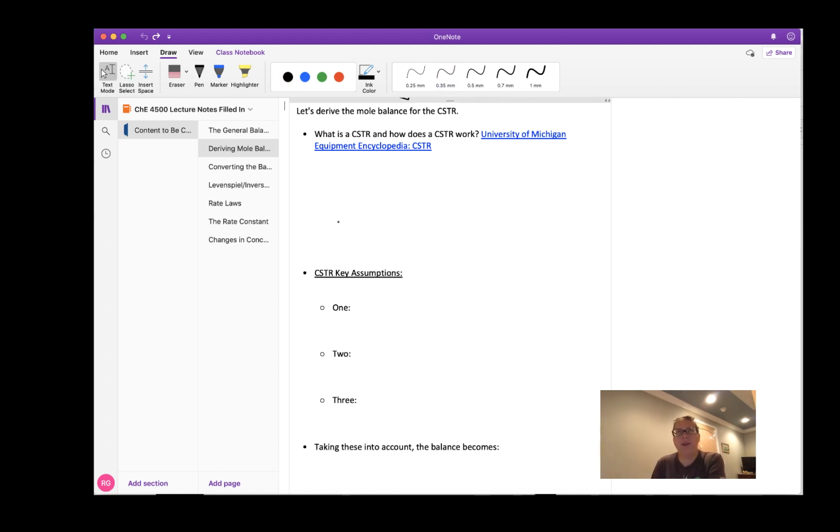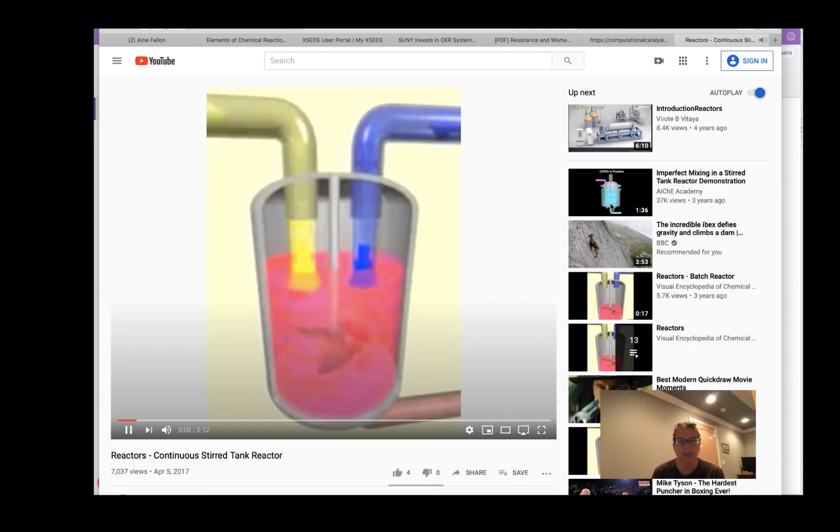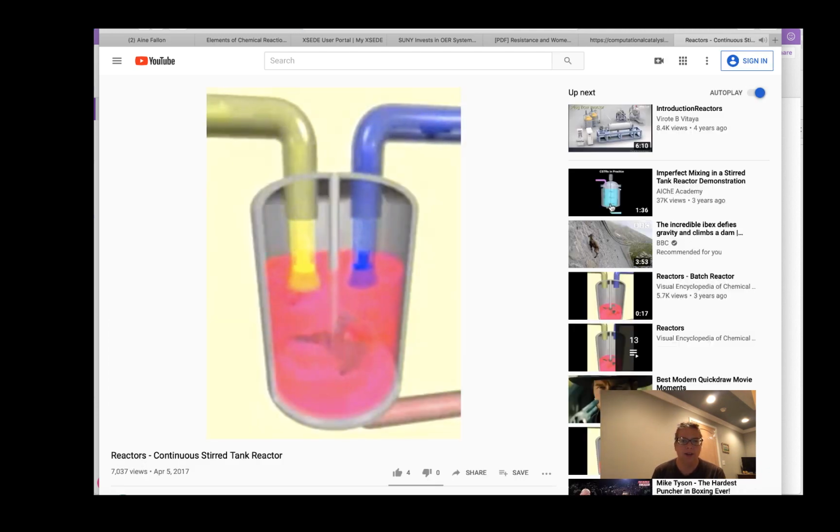Okay, so now we will apply the general balance equation to derive a mole balance for a CSTR, or continuously stirred tank reactor. Before we do that, let's see how the CSTR works. So I'm going to click on this link from the University of Michigan Equipment Encyclopedia. That's going to take me to this YouTube video of a CSTR. So you see here we have two inlet flows, one yellow, one blue.